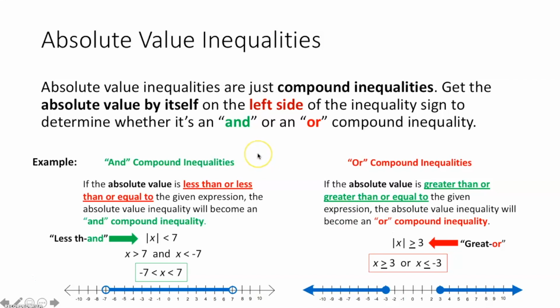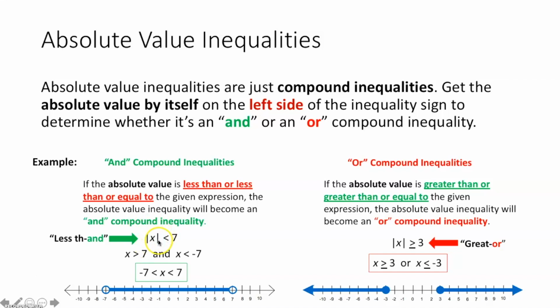Now let's talk about absolute value inequalities. So absolute value inequalities are just compound inequalities. Get the absolute value by itself on the left side of the inequality sign to determine whether it's an and or compound inequality. So we already talked about compound inequalities. We have and compound inequalities and or compound inequalities. But when it's an absolute value inequality, you need to decide, is it going to be an and or an or? Well, the easy way to decide is to get the absolute value by itself with nothing added or subtracted or multiplied to it on the outside.